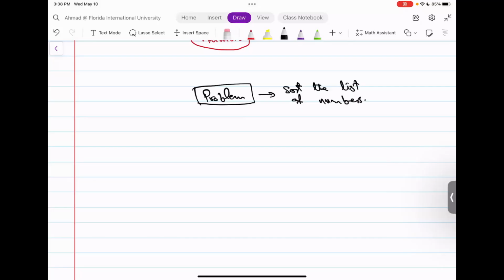So that means for a problem, we have multiple solutions. What I mean is, I may have an algorithm one. For example, I have insertion sort.